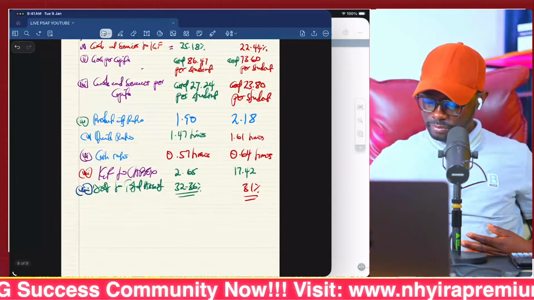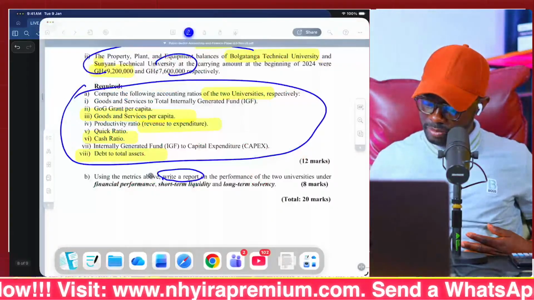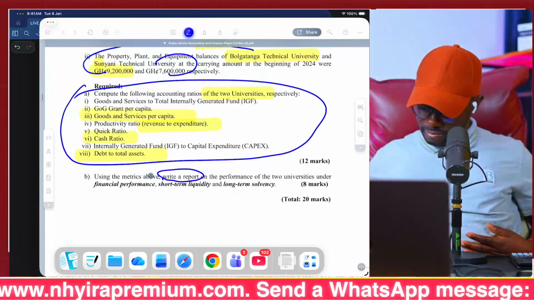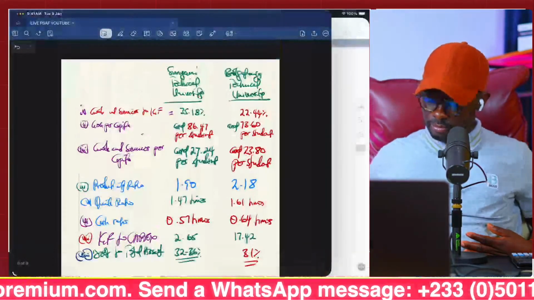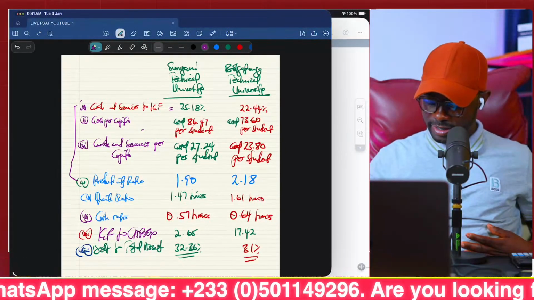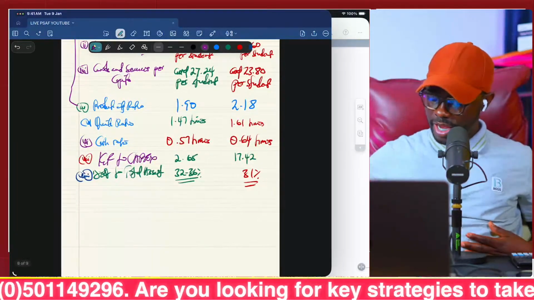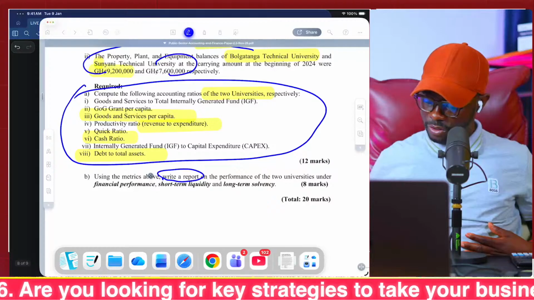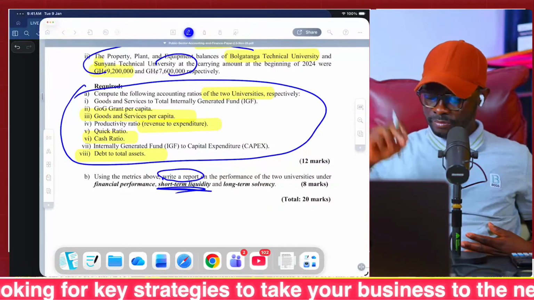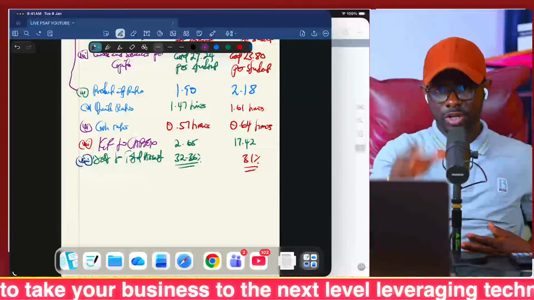Okay, long-term solvency. So from 1 to 4 is financial performance, quick ratio and current ratio is going to give you the short-term liquidity. Then the long-term solvency will be the last two. So that will be the heading.